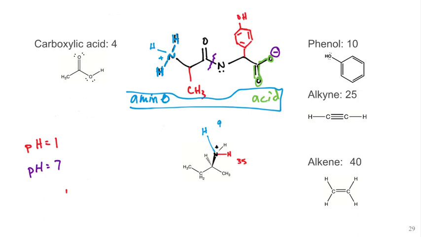But all you're dealing with is comparing the pH to the pKa. If the pH is lower than your pKa, make sure it's protonated. If the pH is higher than your pKa, deprotonate it. That's it. But it does require that you know your protonated states and your deprotonated states.